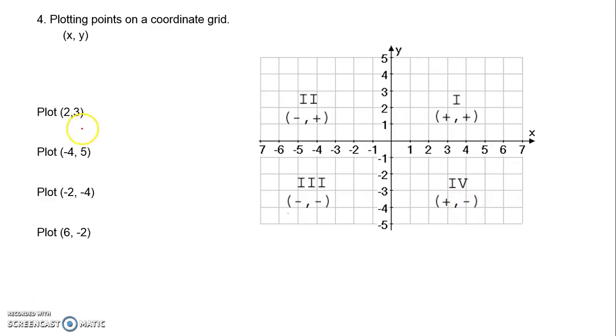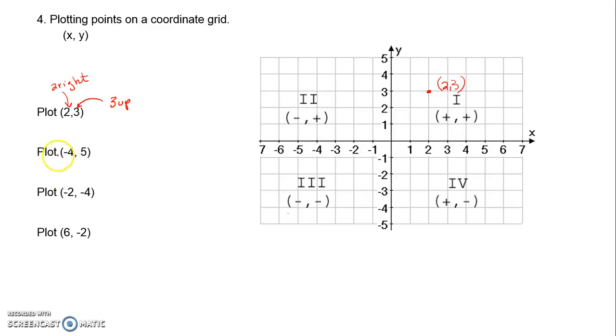So let's just plot some points. Let's plot 2, 3. You always start here at the origin. And if you have 2, 3, the x value comes first, so that means 2 to the right. And the 3 means 3 up. So starting at the origin, we would move 2 to the right, and then 1, 2, 3 up. So this point right here is the point 2, 3.